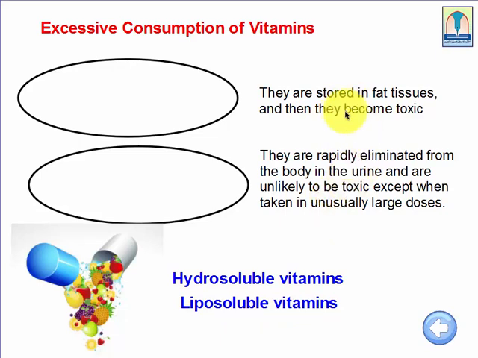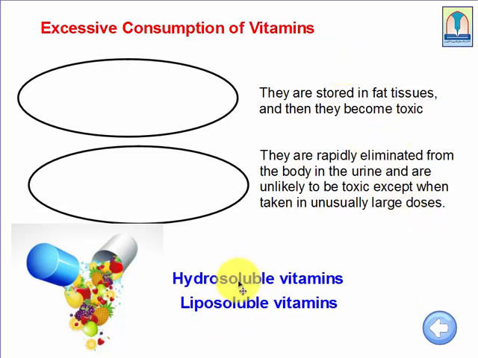If we read here the effect of excessive consumption of vitamins, we have two effects. The first effect: they are stored in fat tissues and then they become toxic. The second effect: they are rapidly eliminated from the body in the urine and are unlikely to be toxic except when taken in unusually large doses.